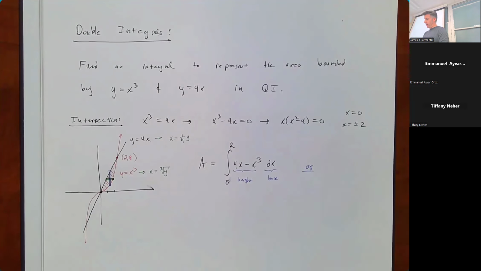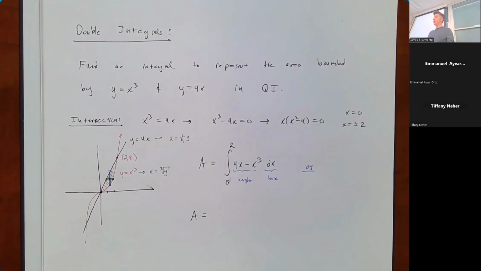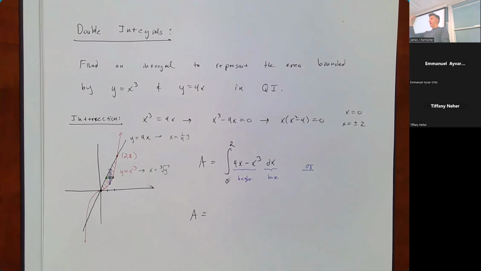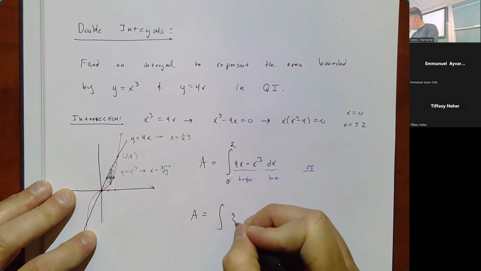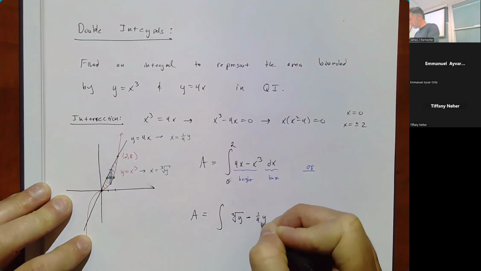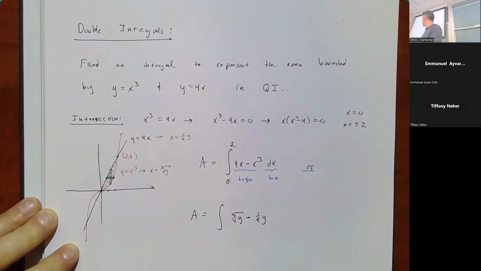And then we can think of our area as, well, it's still the area of a rectangle. It's still the thickness times the length. I didn't say height because effectively it's oriented kind of the wrong way to say height, but the length of the rectangle is the right function minus the left function. So it's going to be the cube root of y minus 1/4 y. That's the length of this strip here.